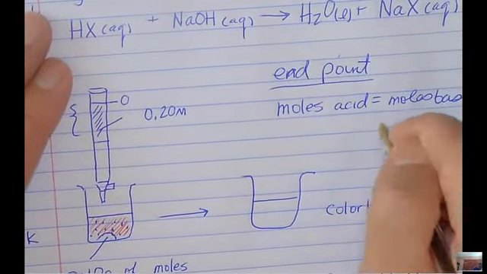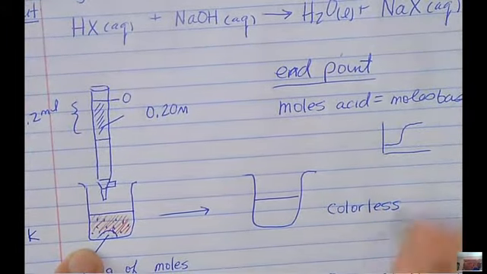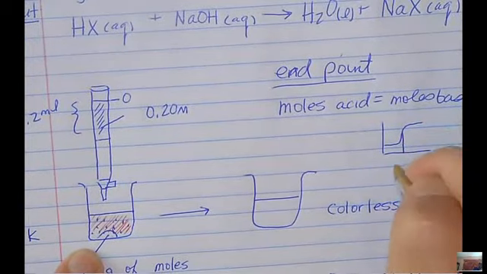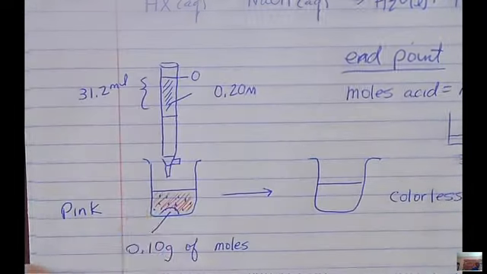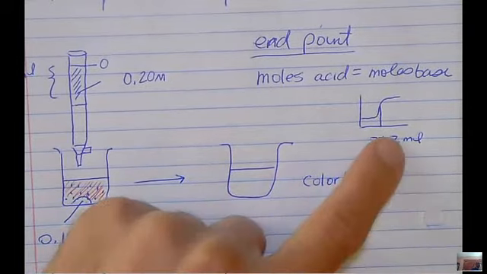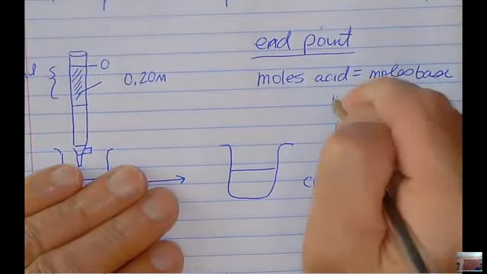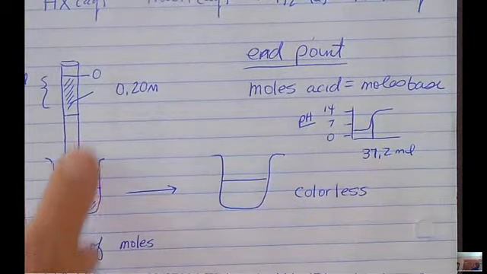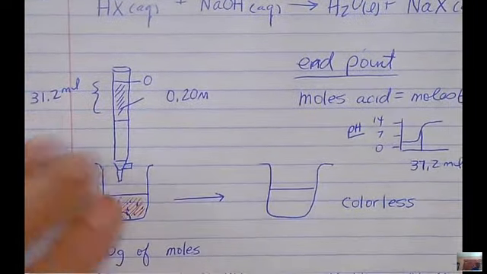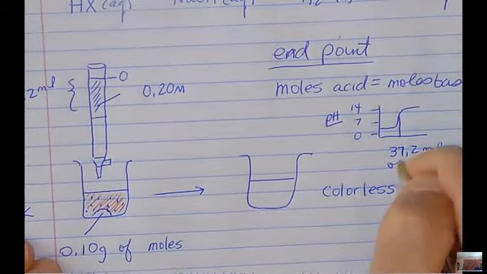If I was looking at this on the graph, since the acid's down at the bottom, this one would look like this, right? And this end point here would be 31.2. So I could do this either with adding an indicator that changes color, or having a pH meter and watching the pH meter change, right? This is 0, here's 7, here's 14. So I measure the pH versus the number of milliliters of base that's added. So this is 31.2 milliliters of base added.